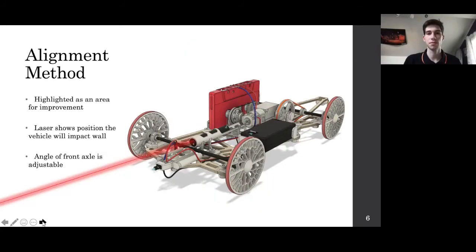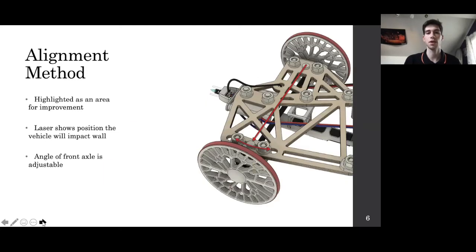The alignment system was identified as an area of improvement after the first scenarios week. A laser is used to help line the cars up straight with the track by aiming the laser on the center of the targeted wall. To improve the alignment of the car as it runs down the track, the steering angle of the front axle is adjustable up to 10 degrees, so can be varied to account for any observed deviation.